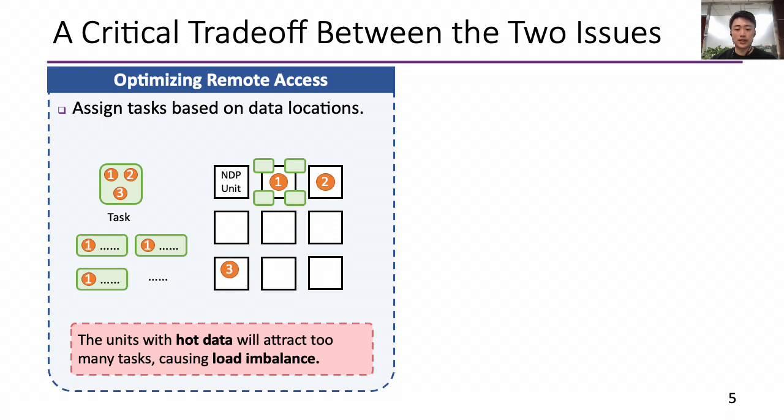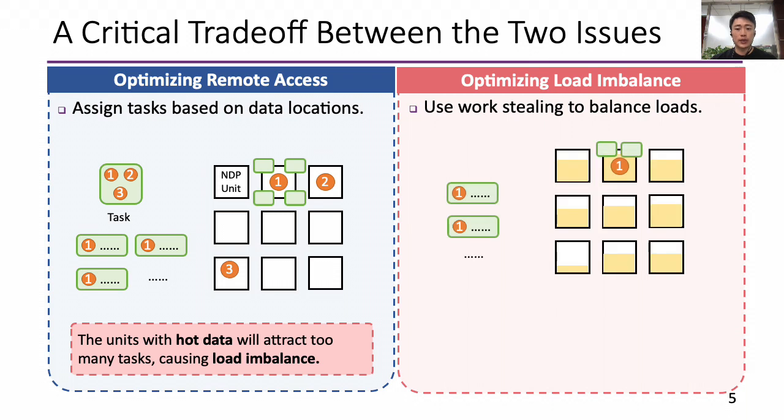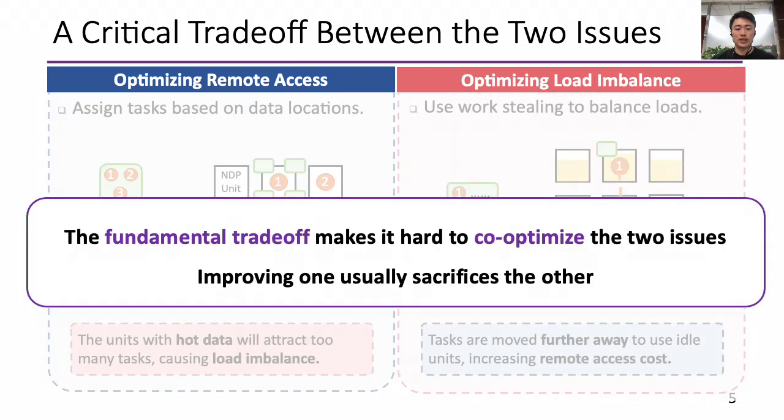and causing load imbalance. As for load imbalance, we could use dynamic scheduling techniques such as work stealing to balance loads. In the figure, the yellow bars show the workload on each unit. Then, the tasks should be scheduled to this idle unit. To do so, tasks are moved further away, increasing remote access cost. Therefore, the fundamental trade-off makes it hard to co-optimize the two issues. Improving one usually sacrifices the other.